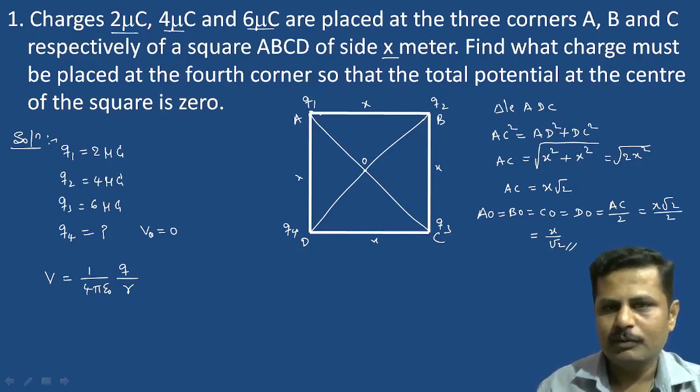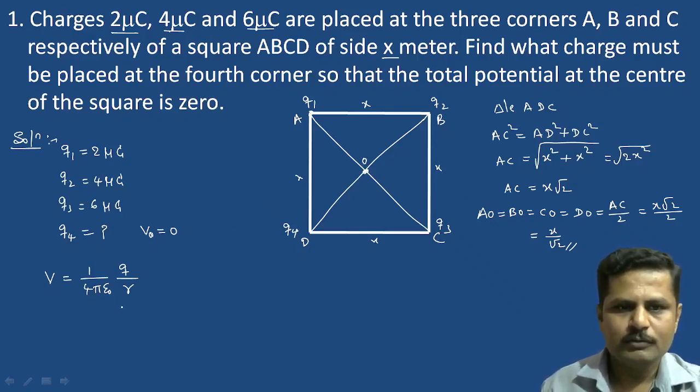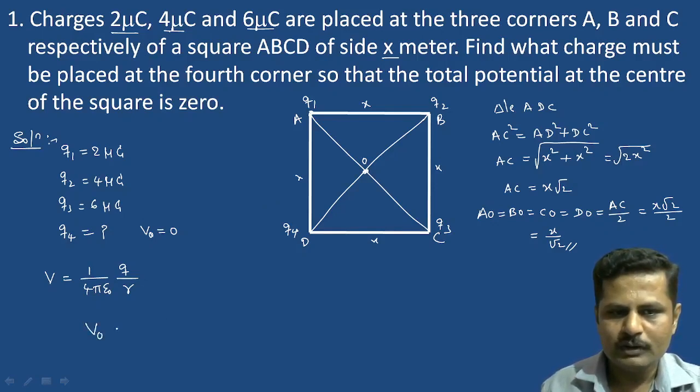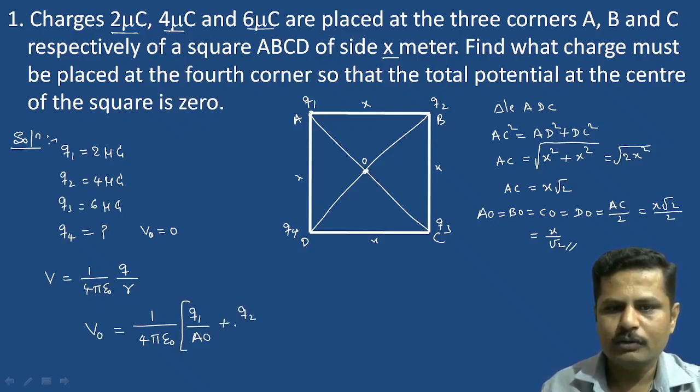Now by applying the superposition principle of the electric potential, we can have the total potential at the point O. So by using the superposition principle of electric potential, we could write the total electric potential at O is equal to 1 by 4 pi epsilon naught, the Q1 which is placed at A divided by the distance of O from A, which is AO, plus, let me take 1 by 4 pi epsilon naught outside, then Q2 divided by BO plus Q3 divided by CO plus Q4 divided by DO.